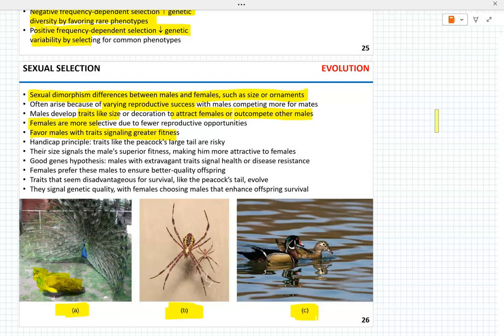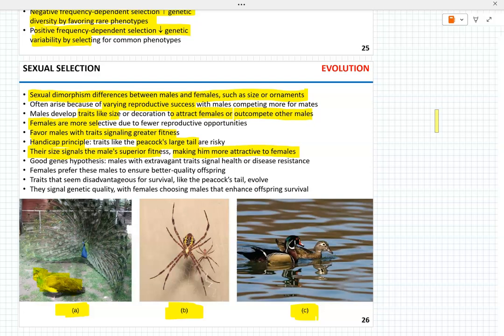There are several possible explanations for this. The first of them is the handicap principle. The peacock tail or the bright coloration of the duck are risky traits. They make those individuals more prone to predation. But the trait signals that a male with that particular tail is fit enough to survive predation, and it makes that male more attractive to females.